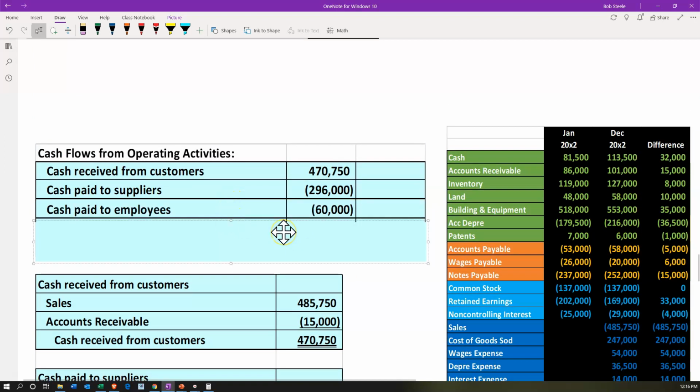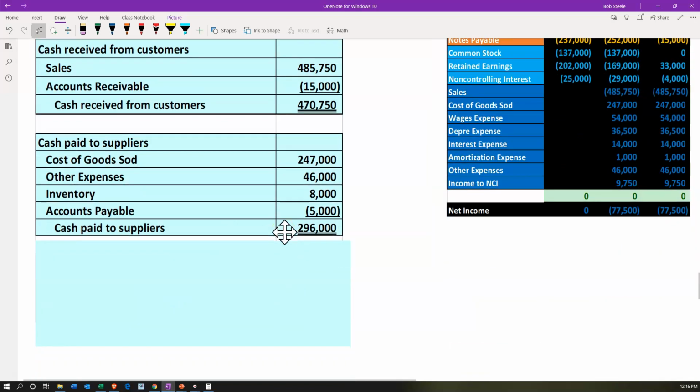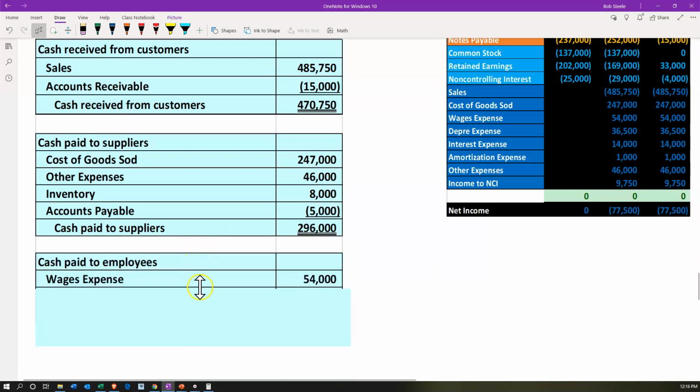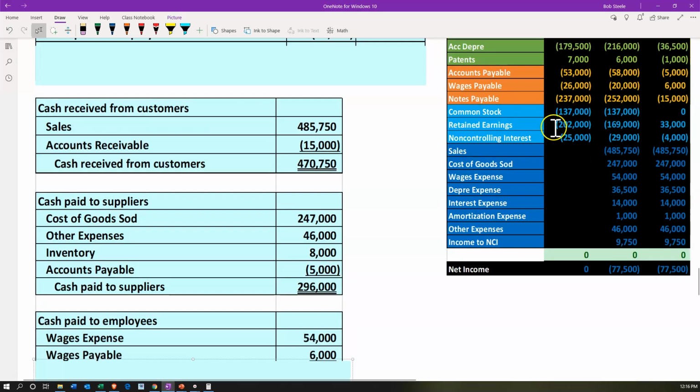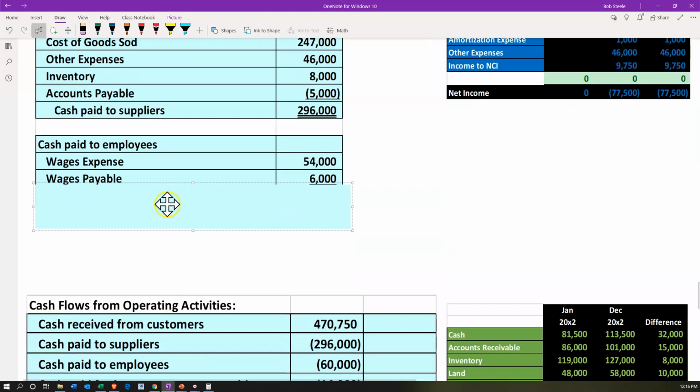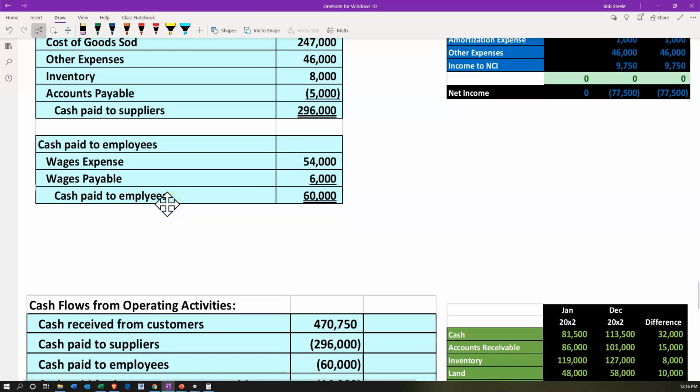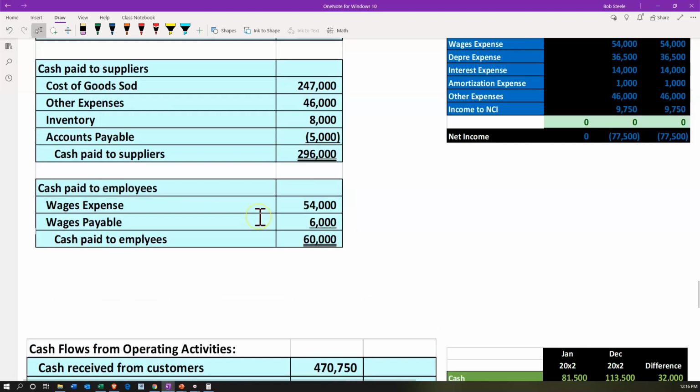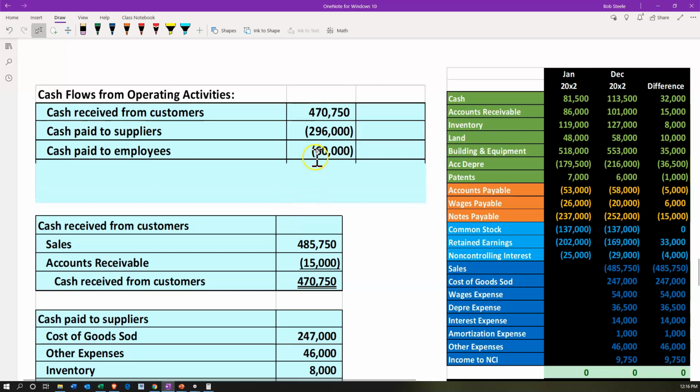Then we've got the cash paid to employees. Cash paid to employees will of course include the wages and the wages payable. The wages payable difference here is the change, in a similar way as we've seen in the prior one. That's going to be the cash paid to employees, the 60,000. That's going to be cash going out, of course.